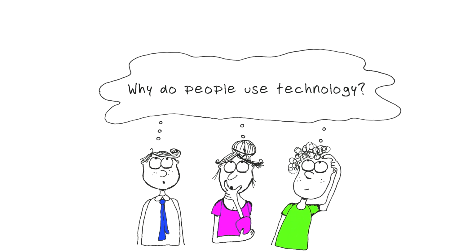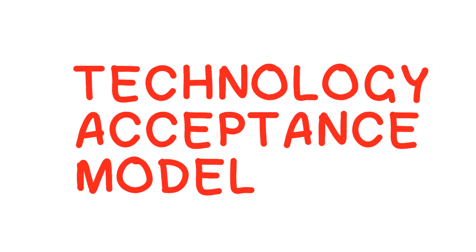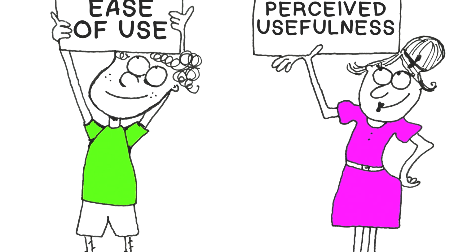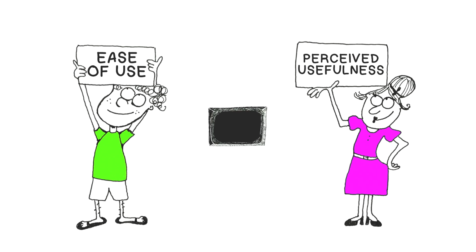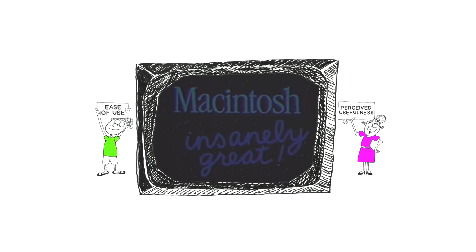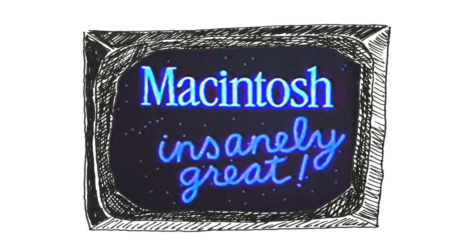Why do people use technology? Well, one theory to explain this is called the technology acceptance model. And that's a model that tries to explain why people would choose to use a particular technology in a work context. The theory states that they do so because they find the technology useful for their work and easy to use.